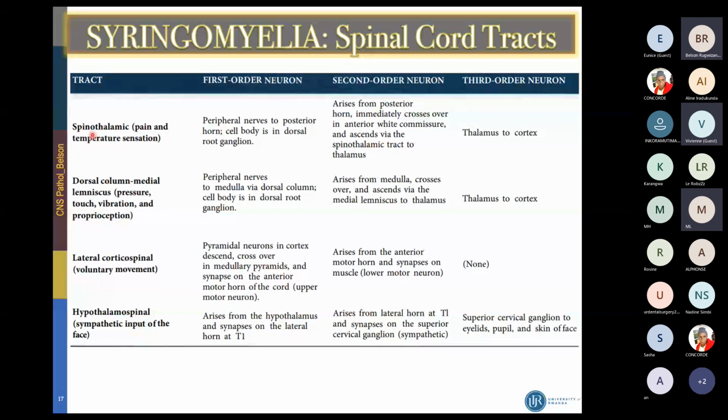So if there is an issue with the spinothalamic area, they will present with pain, and the pain and temperature sensations will be affected, and so on. If the dorsal column or medial lemniscus are affected, there will be an issue with the sensation of pressure, touch, vibration, and proprioception, and so on. If the lateral corticospinal area is affected, the consequences will be on voluntary movement and so on. So this is just explaining that, depending on the location of the defects, there will be specific consequences.